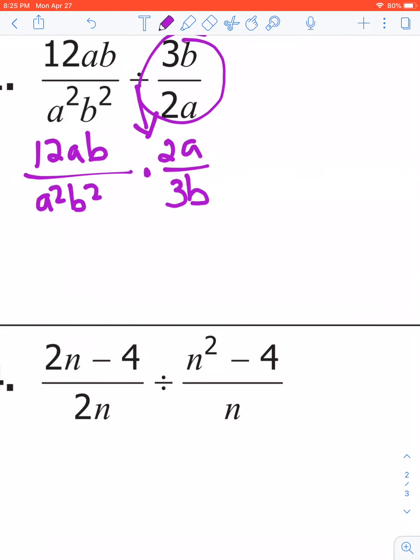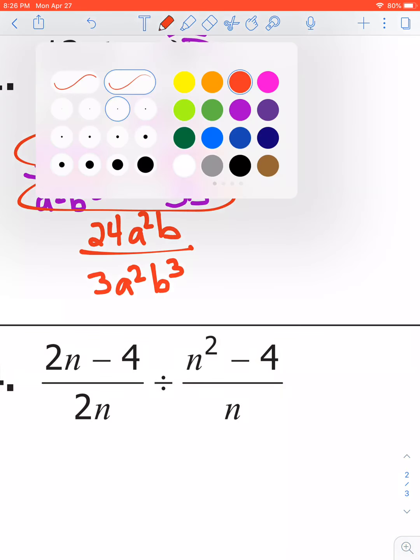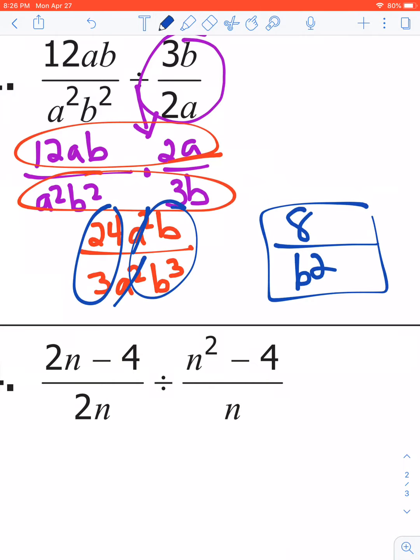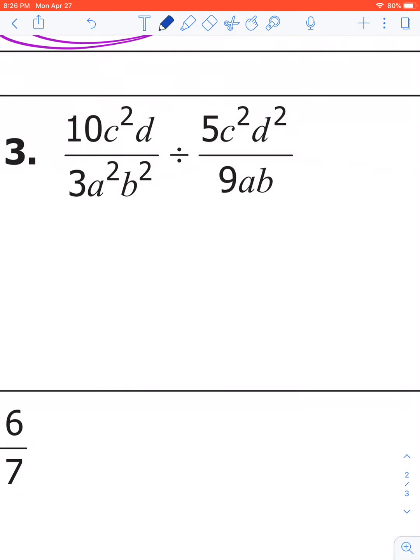So what do we do? We multiply across. So this is going to yield 24a squared b when I multiply the numerators. When I multiply the denominators, I get 3a squared b to the third. And then I look for opportunities to simplify. 24 over 3 reduces to 8 over 1. A squared over a squared cancels. And if I have 1b over b to the third, I'm left with b squared. Number 2 is for your homework.